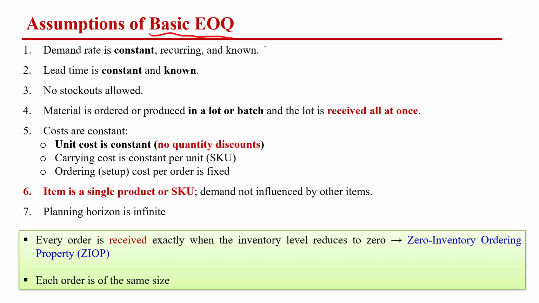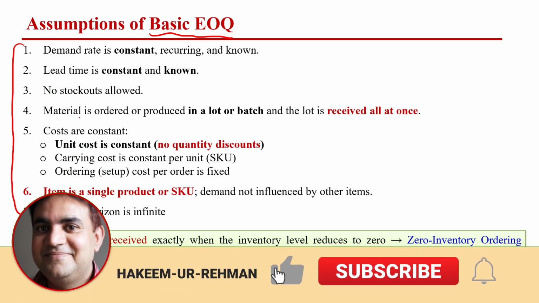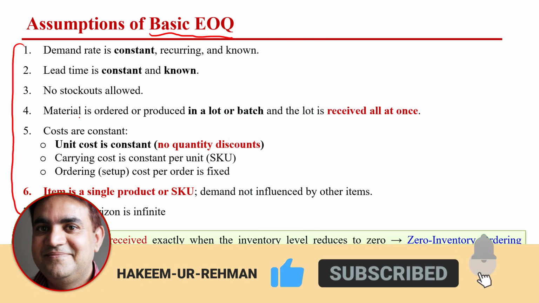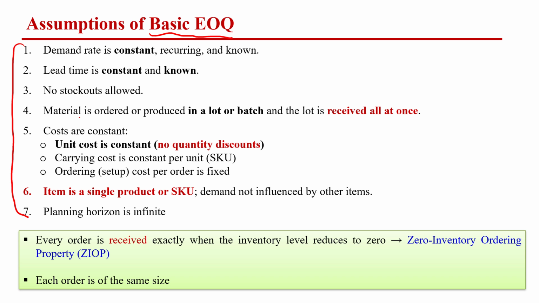As we know, in the basic EOQ model we have certain assumptions. Considering those assumptions, we developed how to find the economic order quantity, the reorder point, and the number of orders we have to place for a particular time period in order to meet the demand. The assumptions were that demand was constant, the lead time was constant, and no stockouts are allowed, which means no back orders are allowed.